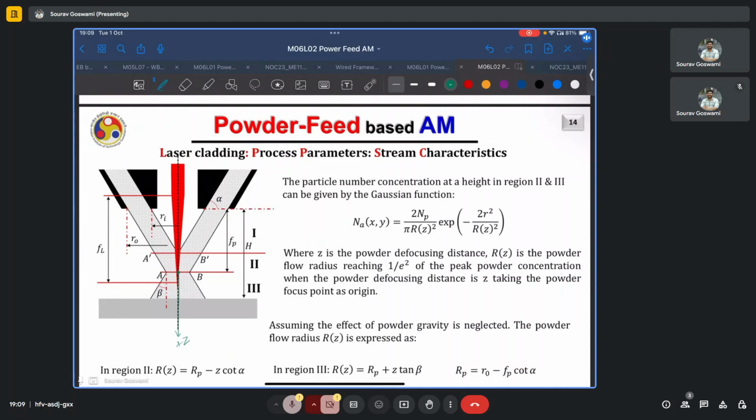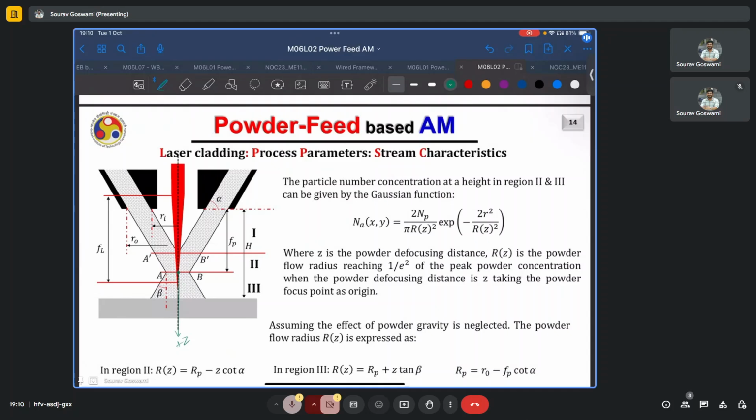Now, assuming the effect of powder gravity is neglected, the powder flow radius can then be expressed in region 2 as r as a function of z is equal to rp minus z cot alpha. In region 3, it is rz is equal to rp plus z tan beta, and rp itself is given as r naught minus fp cot alpha. So maybe we can look up how these expressions are coming.